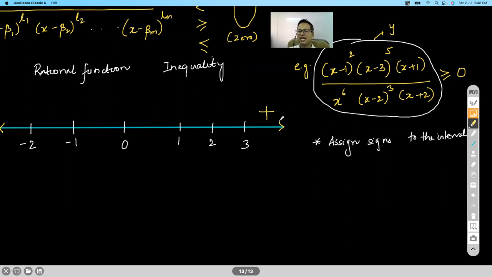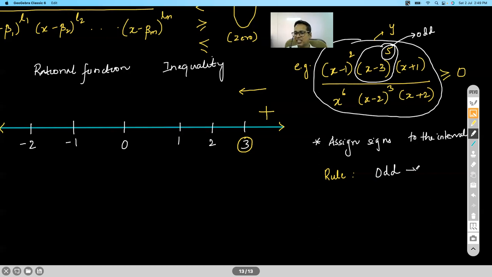Now, most of you would be thinking, sir, are you going to do the same for the other 6 intervals? Yes, but not in the same way as I did for the rightmost. I'm going to tell you a rule for assigning signs in the intervals. Start moving towards the left. The first number that I get is a 3. Correct? 3 comes from which factor? From this one. What is the parity of the power over here? Parity means, is it even or odd? Odd, correct. So the rule is, if you have an odd power on the factor from which that number is coming, then switch the sign.